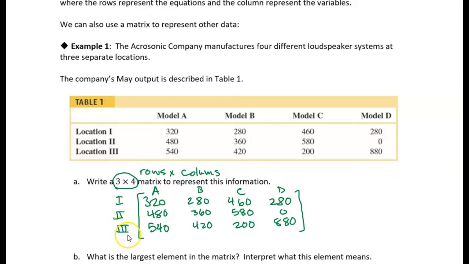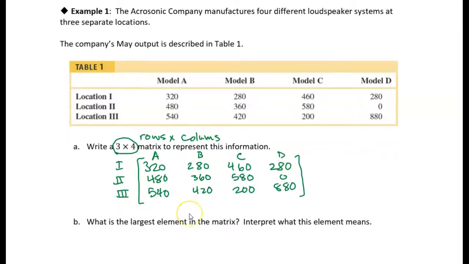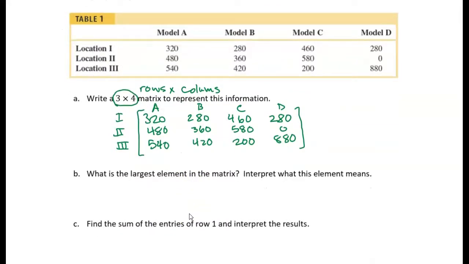So there we have it. That's a 3x4 matrix that represents the information in that table. That's all there is to it. All right, what is the largest element in the matrix, and interpret what it means?